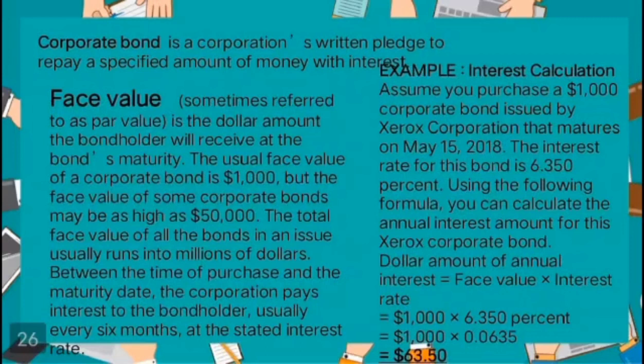It is a corporation's written pledge to repay a specified amount of money with interest. A bond is a debt obligation like a loan. Investors who buy corporate bonds are lending money to the company issuing the bond. In return, the company makes a legal commitment to pay interest on the principal and, in most cases, to return the principal when the bond comes due or matures.